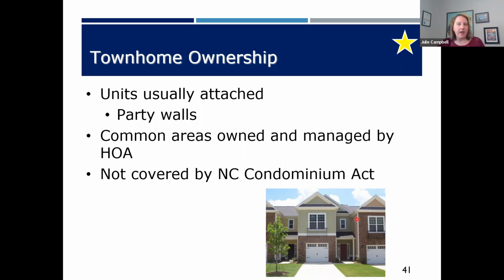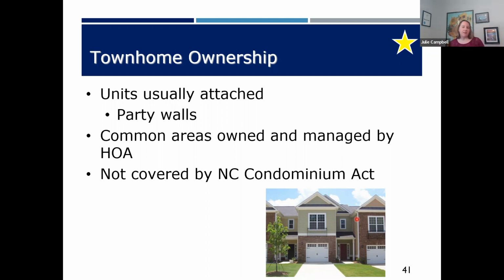Townhome owners own the air above their unit. The common areas are owned and managed by the HOA. Remember, in a condo, we said the homeowners own, but now in a townhome, they're owned and managed by an HOA. Again, what if we need new roofs? What if we need new siding? What if we need to repave the parking lot?